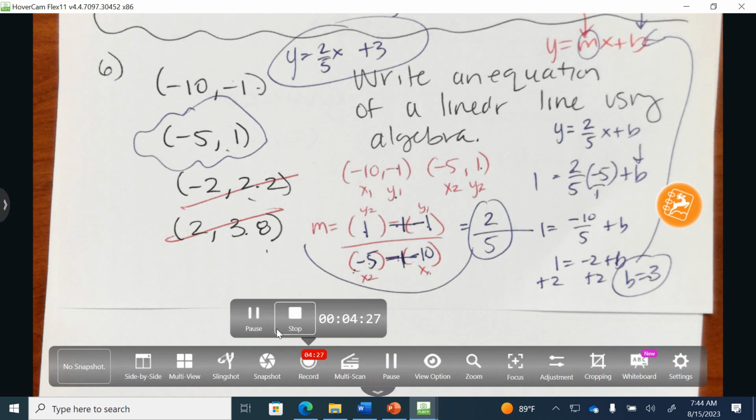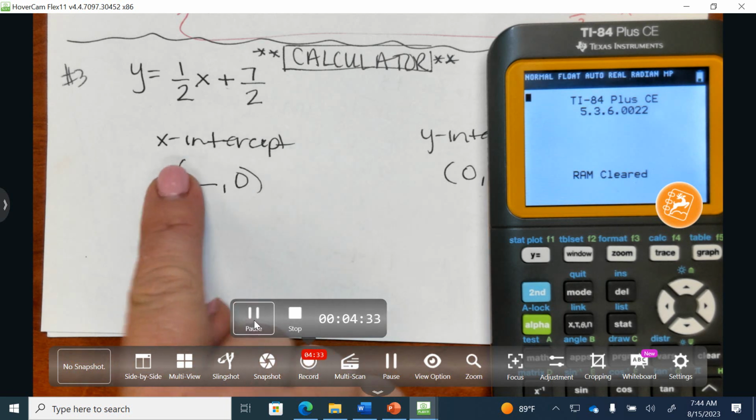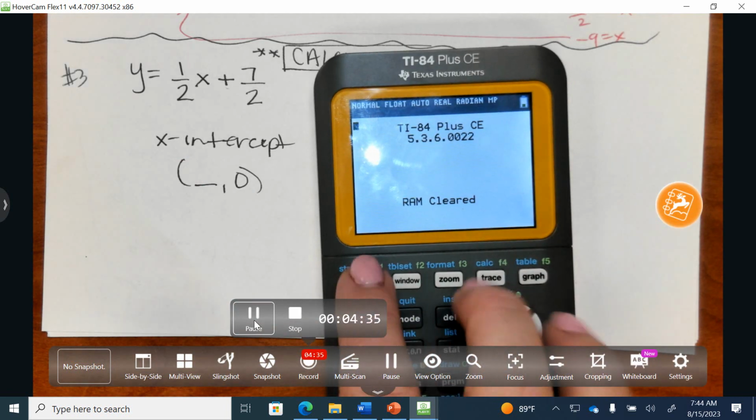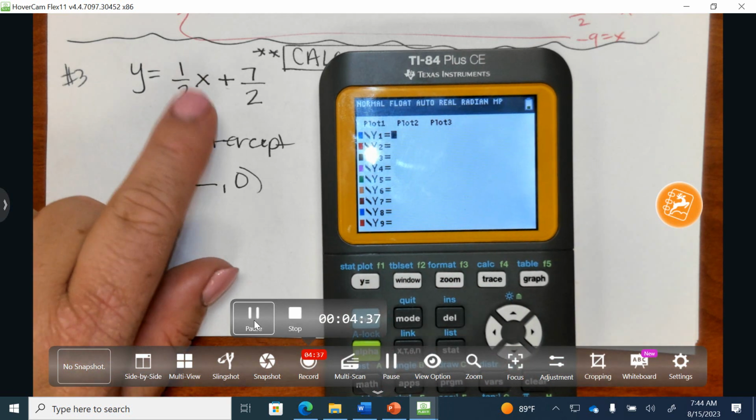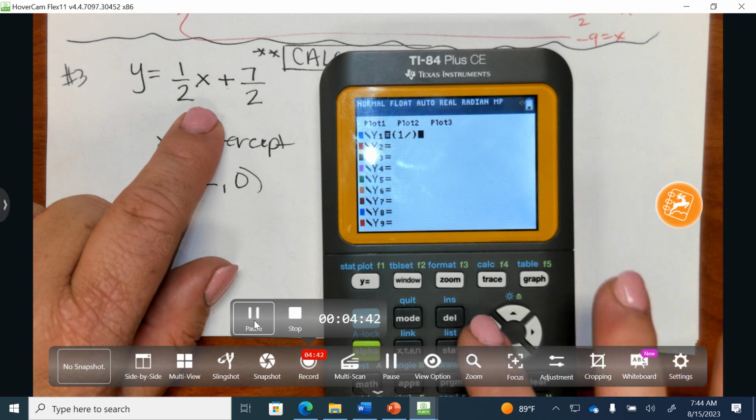Please flip to the front. So on this quiz, we have gone through how to do things algebraically. Now we're going to use the calculator to identify the x and the y-intercept. I'm going to start by, I've cleared the calculator, and you can plug this in with me. Anytime I plug in a fraction, it's going to go in parentheses.